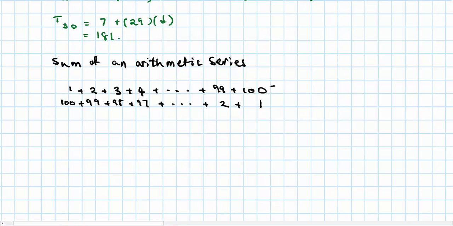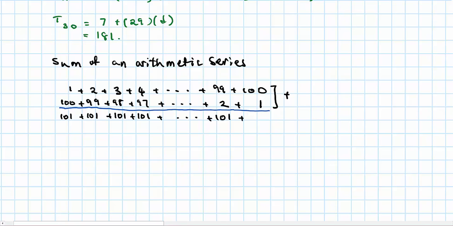Now, if I add these two lines together, I end up with 101 plus 101 plus 101 plus 101, 101, 101. How many lots of 101s are there? There are 100 terms there, 100 lots of 101s.